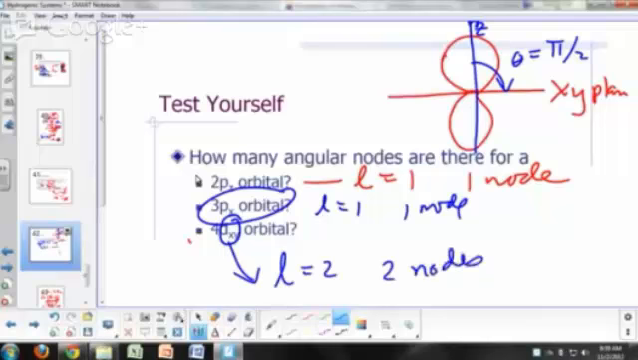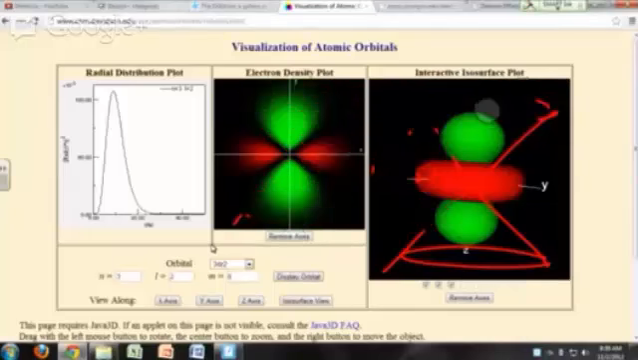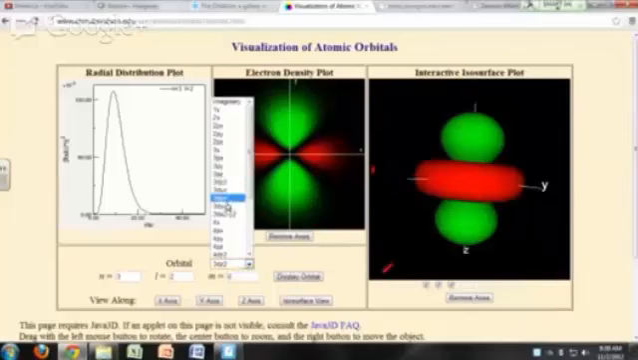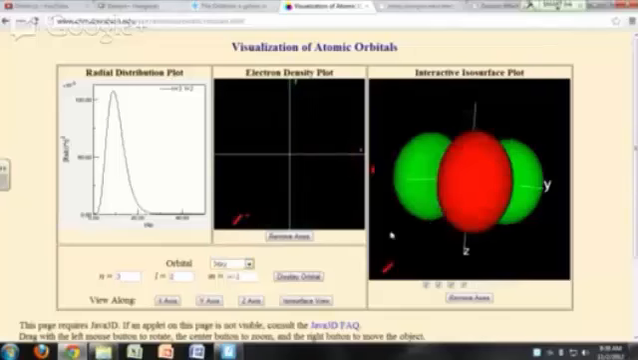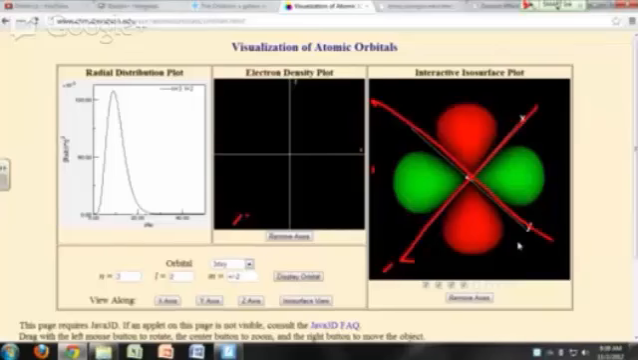I want to take a look at those again. There's 3dxy. There's your two nodes right there, the xz plane and the yz plane. So here's your xz plane, that's one node. And there's your yz plane, that's the other node.